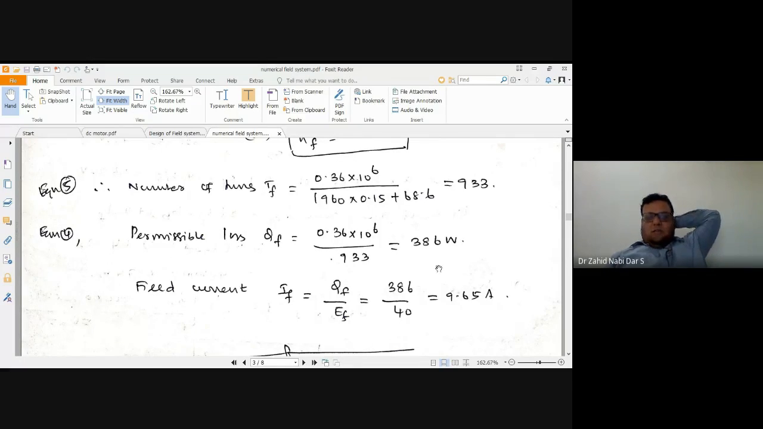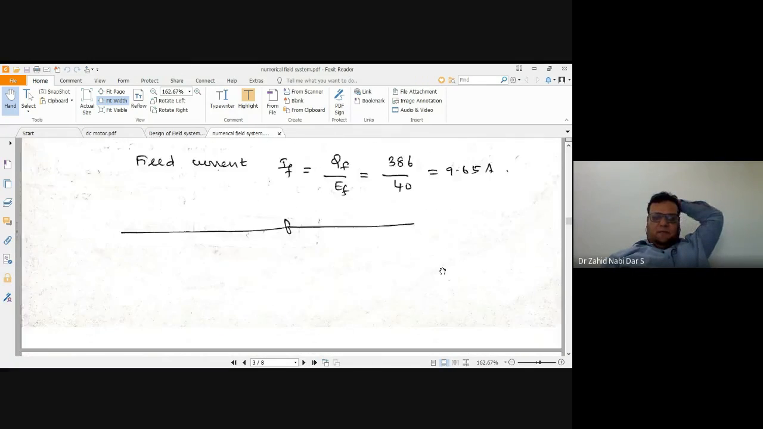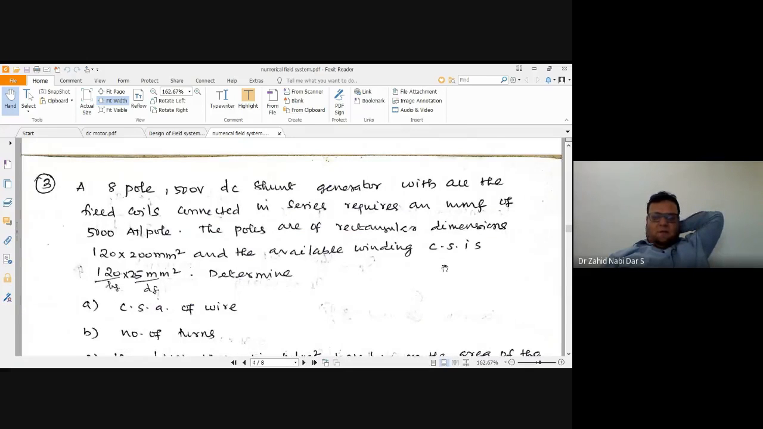Field current, loss would be in terms of current and voltage only. So loss is basically IF into EF. So IF you get loss divided by EF, that is 9.65 amperes. So this was one question.